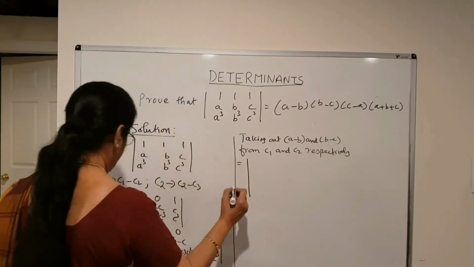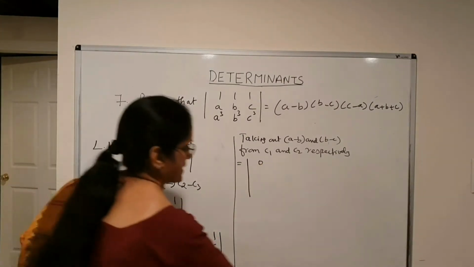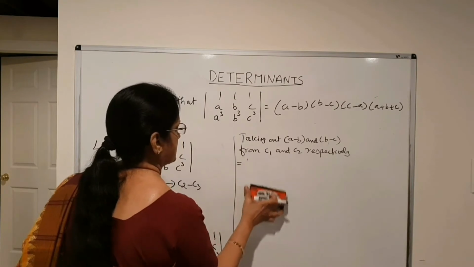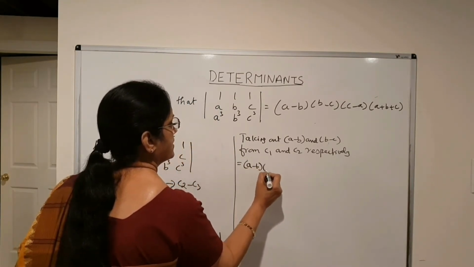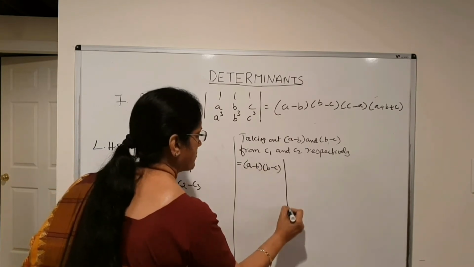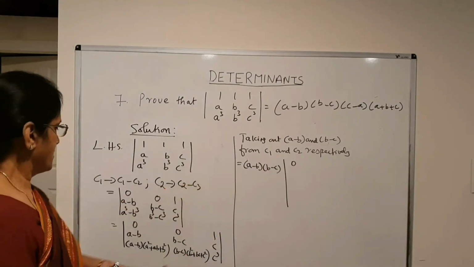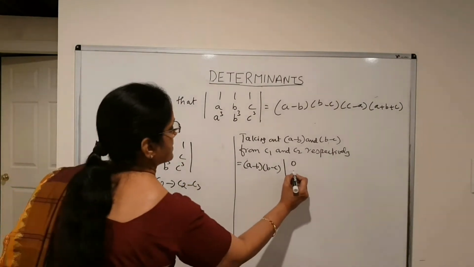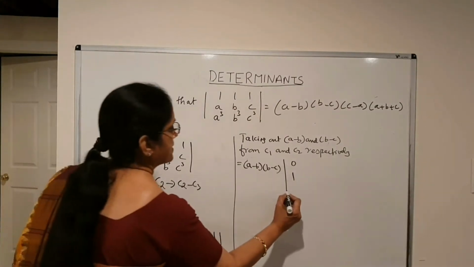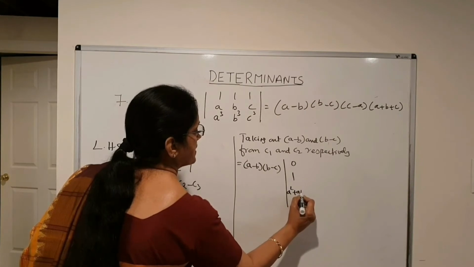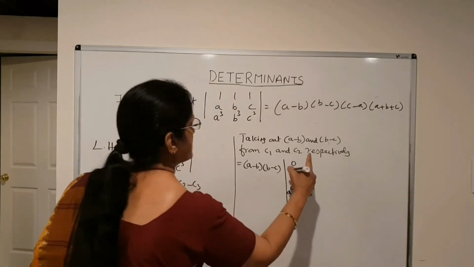LHS will become 0. A minus B, first let me write that. I am taking out A minus B into B minus C. Inside I will be having 0, A minus B is outside, so I have only 1. Here also A minus B I have taken out. Then I will be having A square plus AB plus B square. That's all.